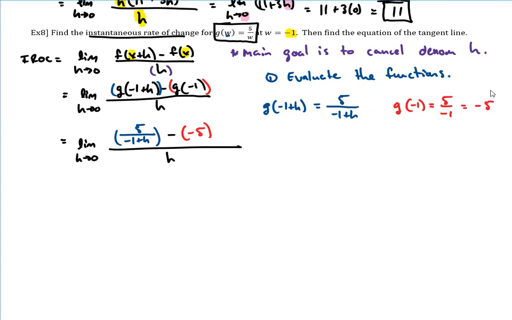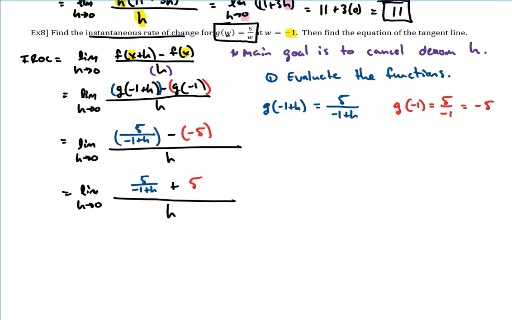Okay, so that's what that looks like, but then let's go ahead and simplify in this step. So I've got the limit as h goes to 0 of, in the blue, let's keep our colors, 5 divided by -1 plus h, and then a negative and a minus becomes a plus, so let's write that as plus, and we'll keep our red as well, 5. So plus 5 like that, still divided by h.